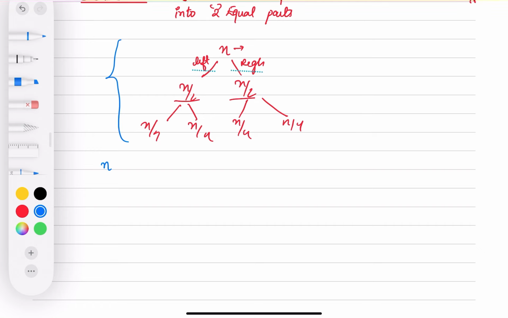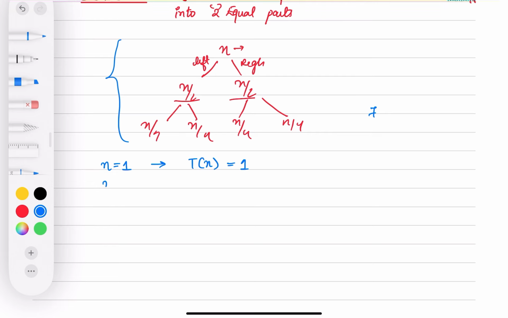So if I have to derive this time complexity, I'll use the same fundamentals. Consider that n is equal to 1. If n is equal to 1, can you tell me what will be the time complexity? It will be 1 only. Why? Because if there is only one element, it is sorted, so it will just take a unit time.